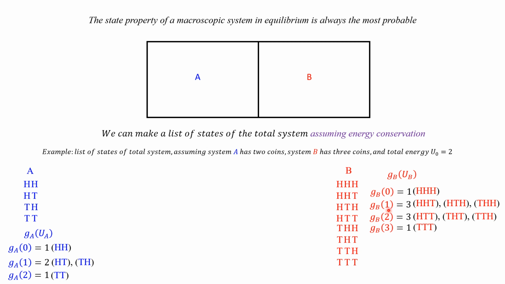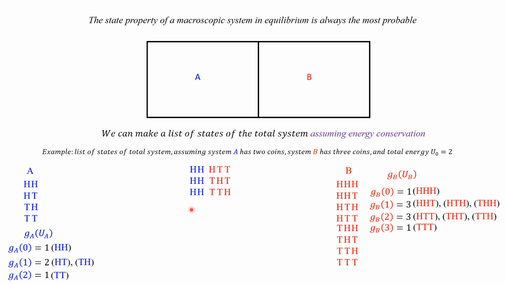So for example, the multiplicity of system B evaluated at the energy 1 is 3 because we have 3 states, these 3 states having 1 unit of energy. The multiplicity of system B evaluated at energy 2 is also 3 because again we have another 3 states having 2 units of energy, and only one state having 3 units of energy, so that's why the multiplicity is 1. Only one state having 0 units of energy, that's why the multiplicity evaluated at energy 0 is 1.